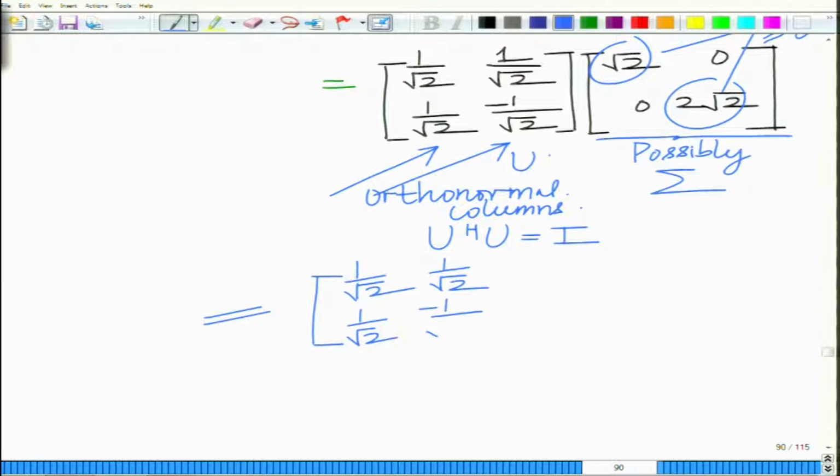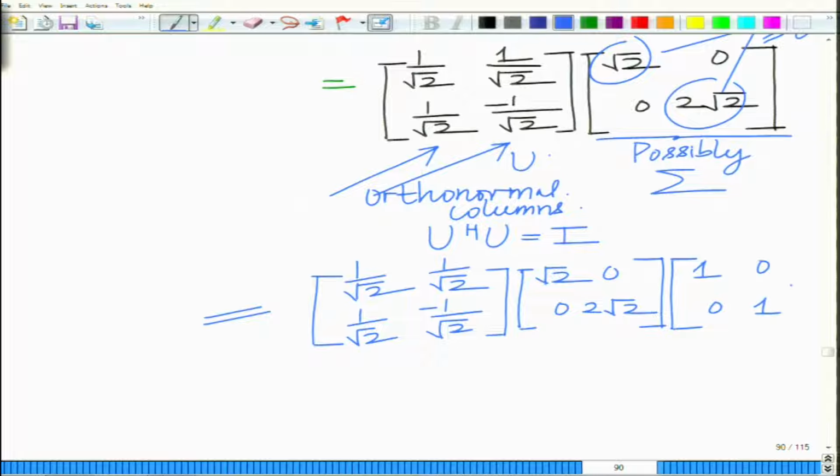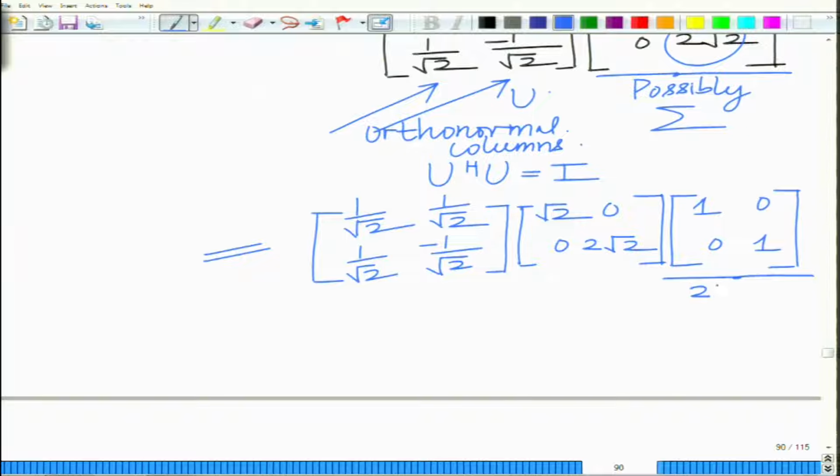So, this will be 1 minus 1 over square root of 2, correct, square root of 2, and here I can simply use the identity matrix. I can simply use the 2 cross 2 identity matrix. This is the 2 cross 2. Okay, and this can be your V Hermitian, that is it.